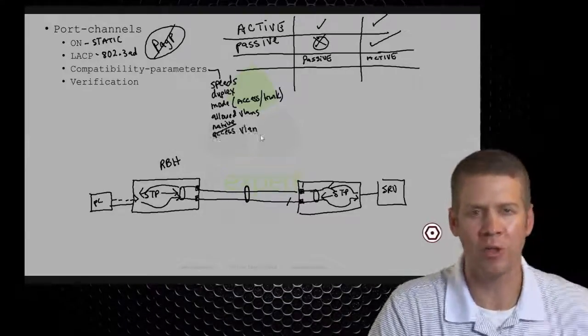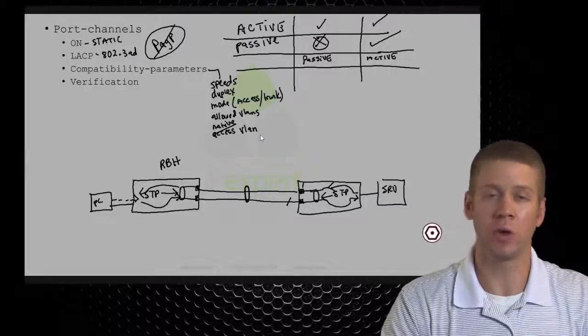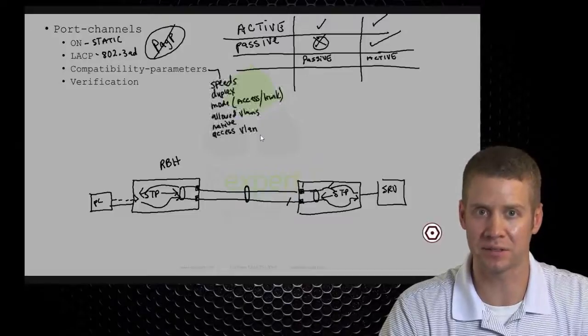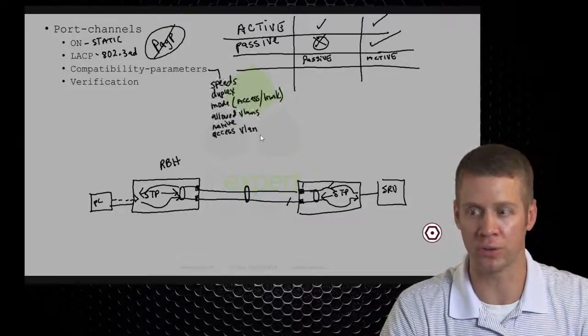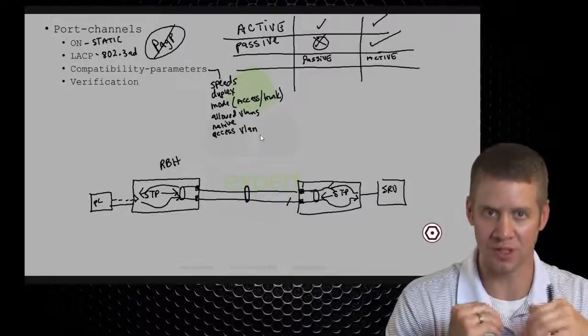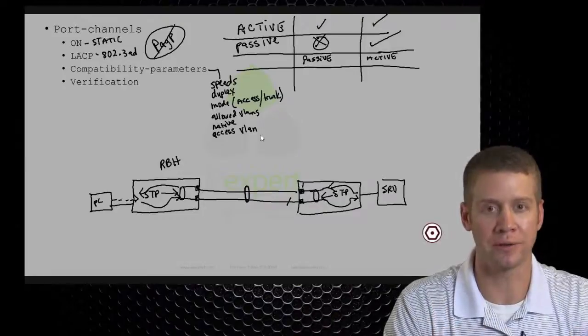And when we go in there, I'll show you what happens when we mismatch a speed. Will it tell us that we've mismatched that speed? Indeed, it will tell us that we mismatched a speed or a duplex or what have you. But these need to be in the back of your mind anytime you start thinking about port channels, because we need to have similar ports to actually group into these port channels.